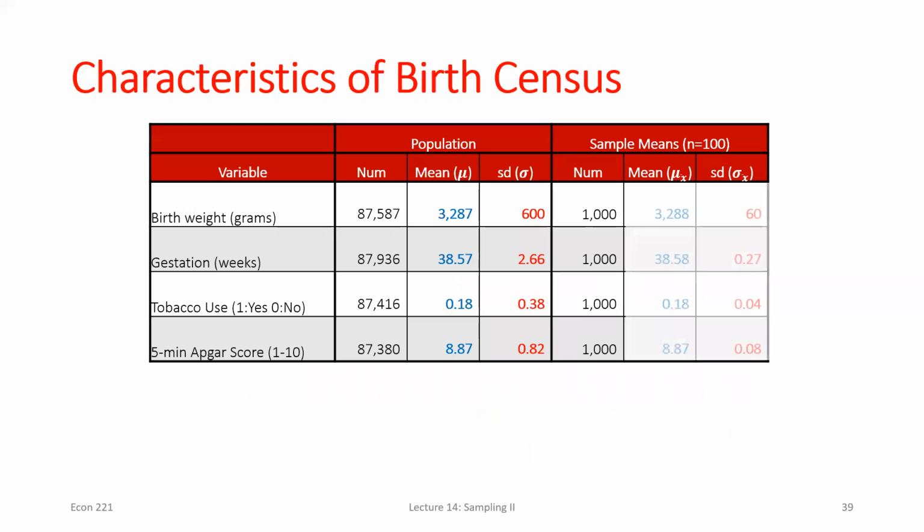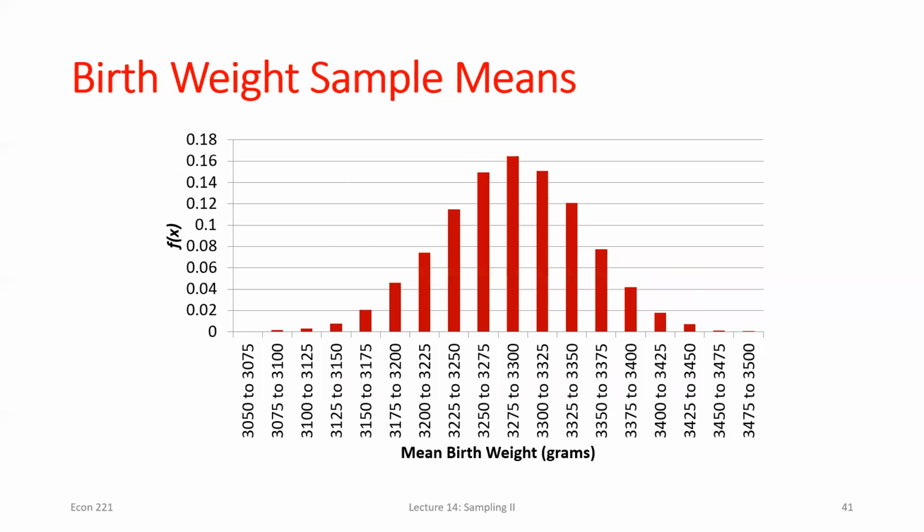So notice, there we go. For my sample means, I'm never seeing values above 3,500 or below 3,000. Because if I select any one birth, I could see really small or really large values for birth weight, but if I've got 100 random births, the sample mean of those 100 is way more likely to be a value that's really close to whatever that population mean is.